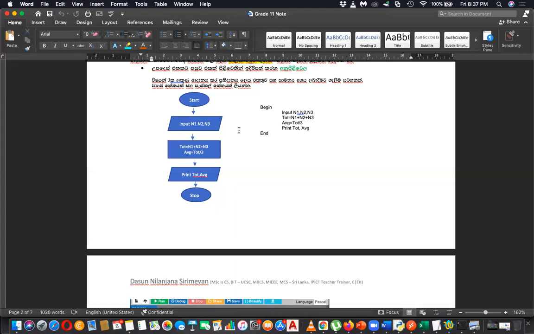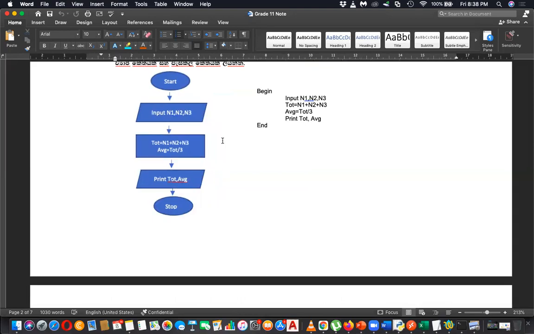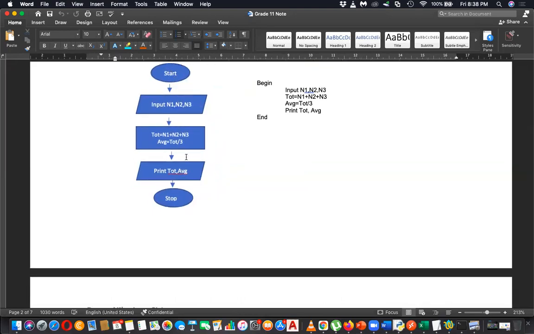Then we were discussing control structures. There are three control structures. The first one is sequence, where the flow of instructions is one after another. Instructions are executed one after another. So basically: start, input, calculating the total, printing, and stop.